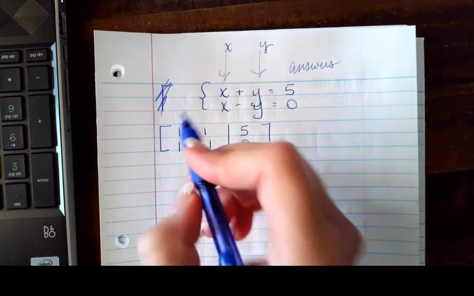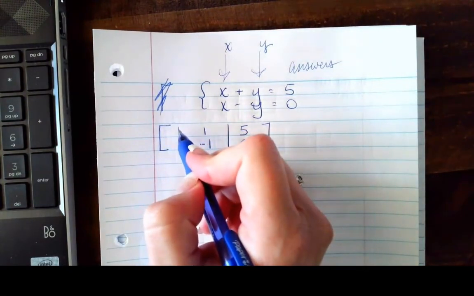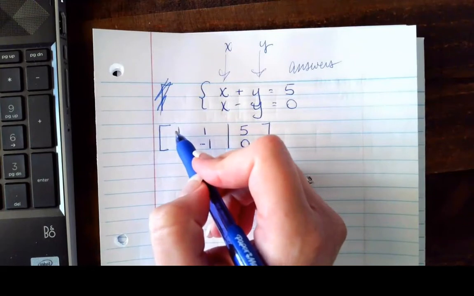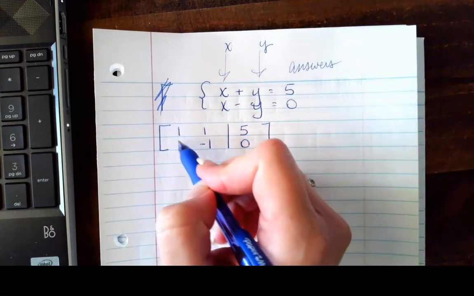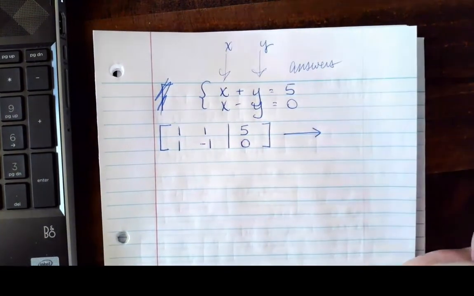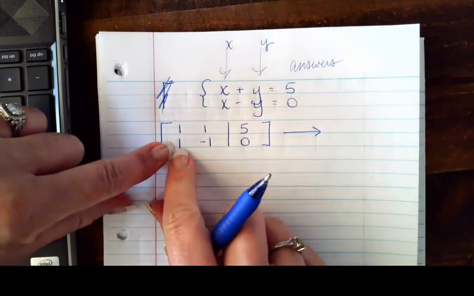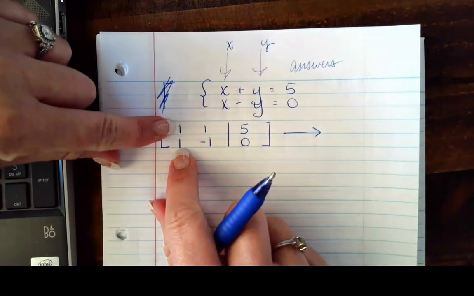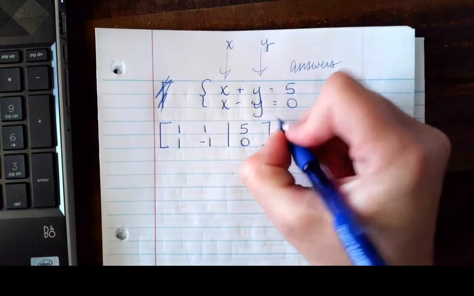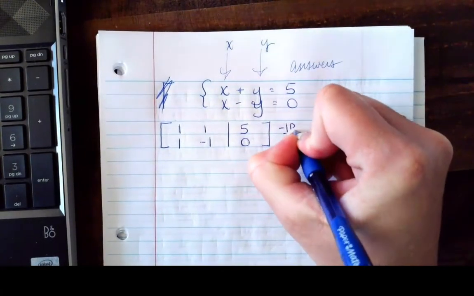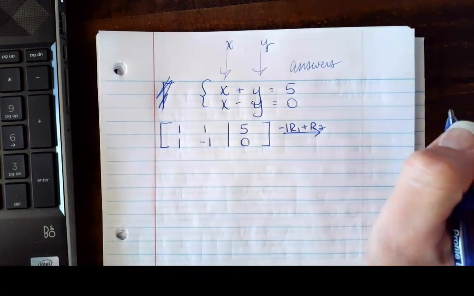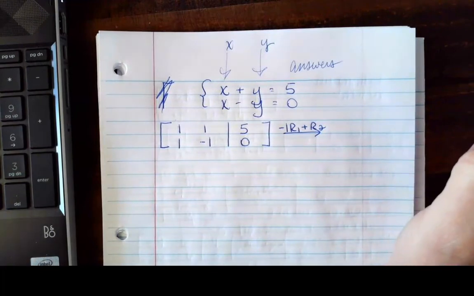So what's our strategy? This first upper left spot needs to be a 1. Well, that's great because it already is. So we saved a step. The second step is, once this is a 1, we're going to make this a 0. How do I make that into a 0? I'm going to use adding and subtracting. I'm trying to change that 1 into a 0. If this is a negative 1, then a negative 1 plus 1 will zero that out. So in my head, I'm going to take negative 1 times row 1 and add it to row 2. Negative 1 times row 1 plus row 2.